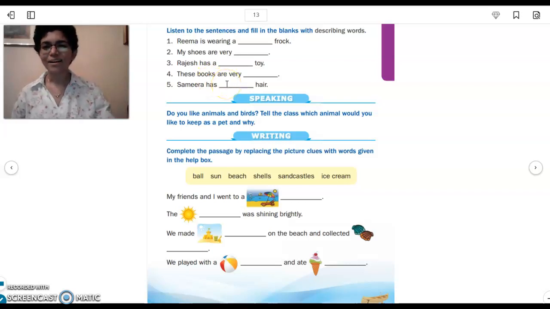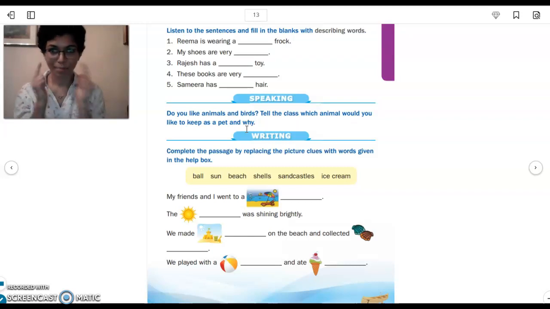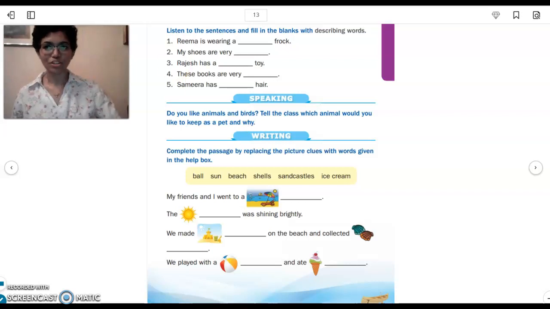Samira has short or long hair? Who remembers? Samira has short hair. Short hair. So please listen again and write it. Okay. So in the next class, when you come for the online lesson with me, I will ask this question. Do you like animals and birds? Tell the class which animal you would like to keep as a pet and why. So each one of you has to tell me which is your pet and why you like it. So be ready. Okay. Then please go to the next page.